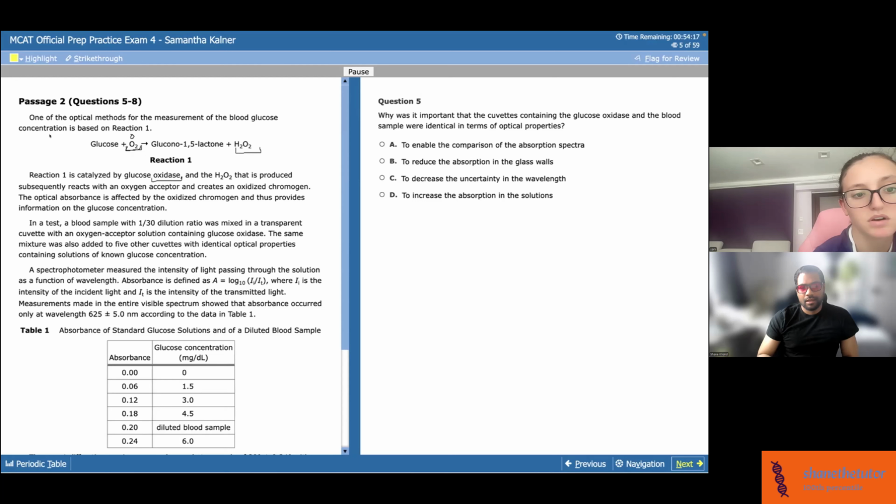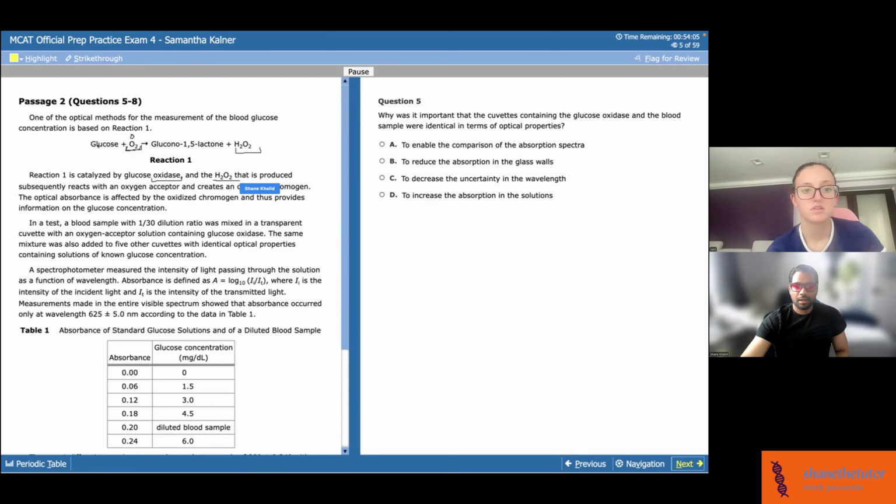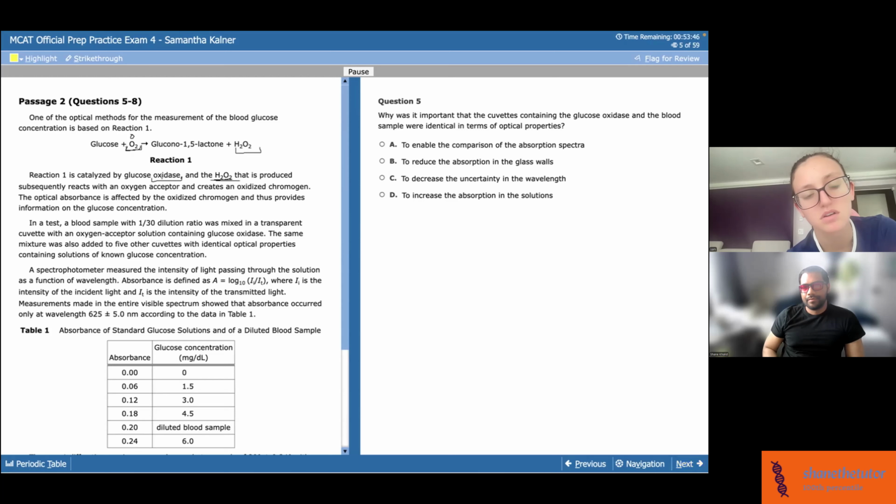It reacts with an oxygen acceptor. What reacts? H2O2. You see what I'm underlining? That is what reacts with the oxygen acceptor and creates an oxidized chromogen.